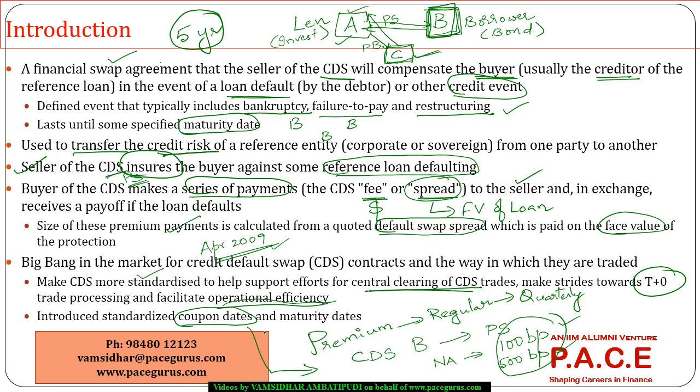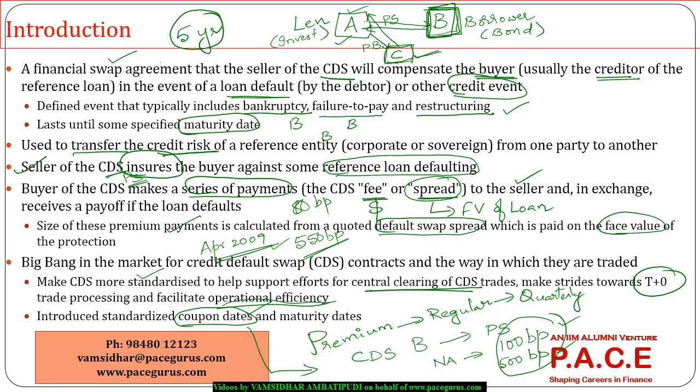In other words, the coupons could be either 1% or 5%, meaning the premium that has to be paid by the CDS buyer to the CDS seller could be either 100 basis points or 500 basis points. Whereas in reality, it may so happen that this party may have to pay 80 basis points only, or that one may have to pay 550 basis points. But now with the standardized mechanism, there are only two different coupons, 100 basis points and 500 basis points, to be paid by the protection buyer to the protection seller. So that much of standardization has come out.